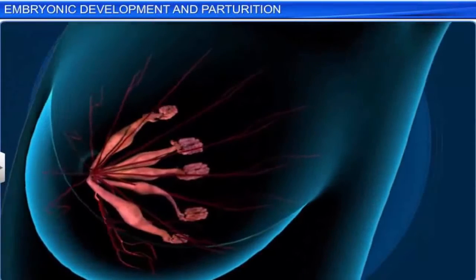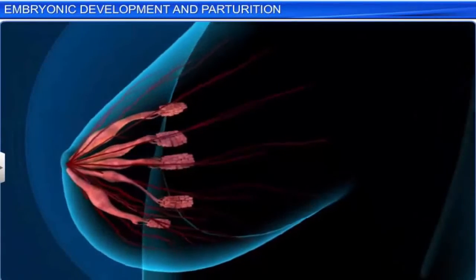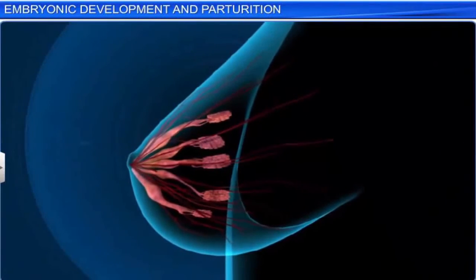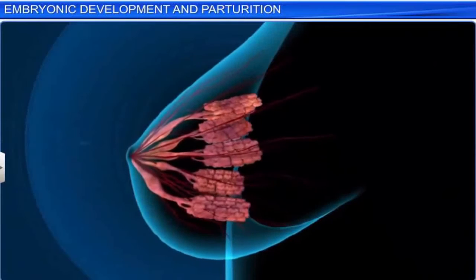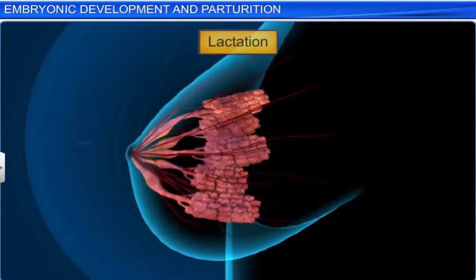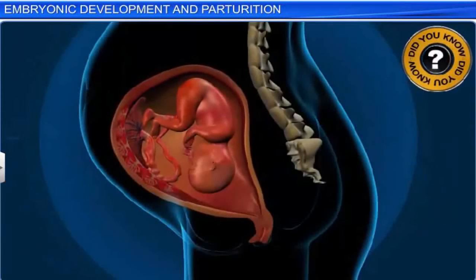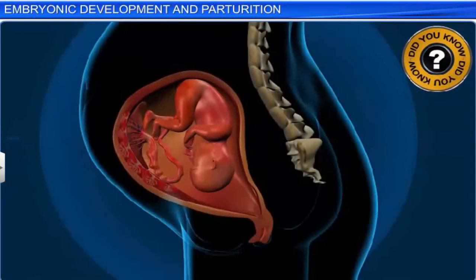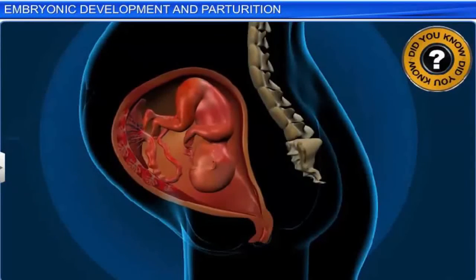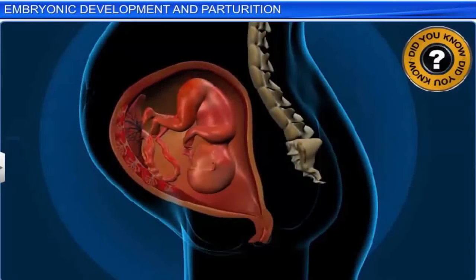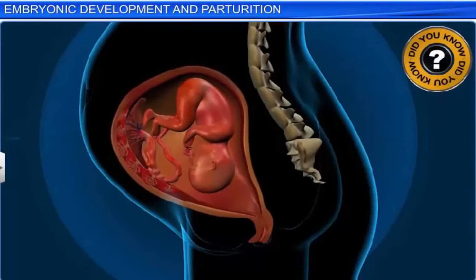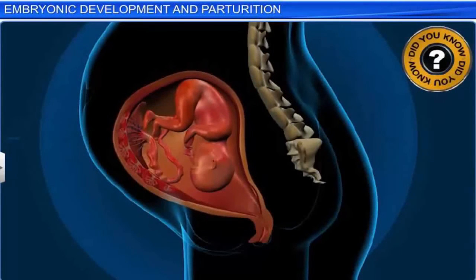Hormonal changes also cause the cells of the mother's mammary glands to differentiate, resulting in these glands producing milk by a process called lactation towards the end of pregnancy. Did you know that at the end of the gestation period, the fetus as well as the placenta starts secreting hormones that set in motion mild uterine contractions called the fetal ejection reflex?